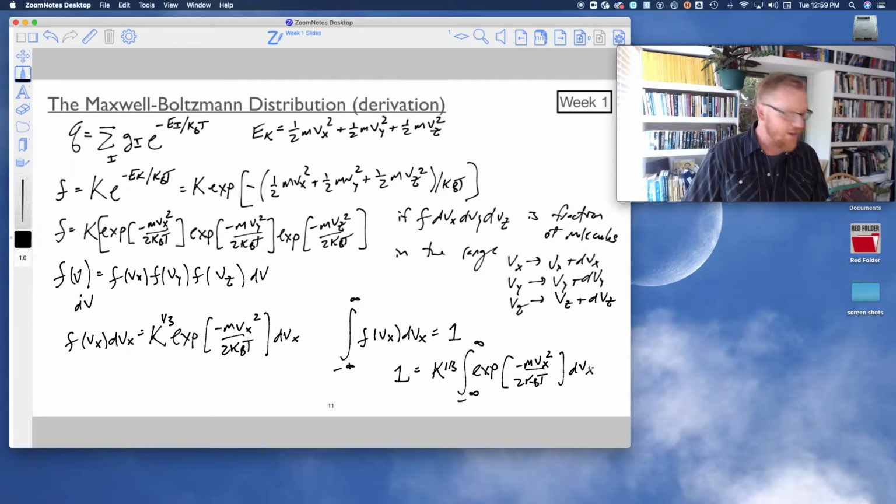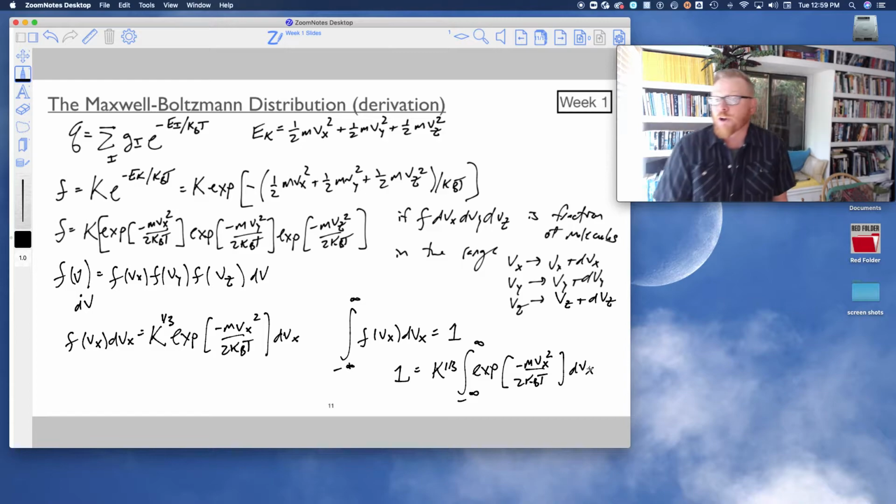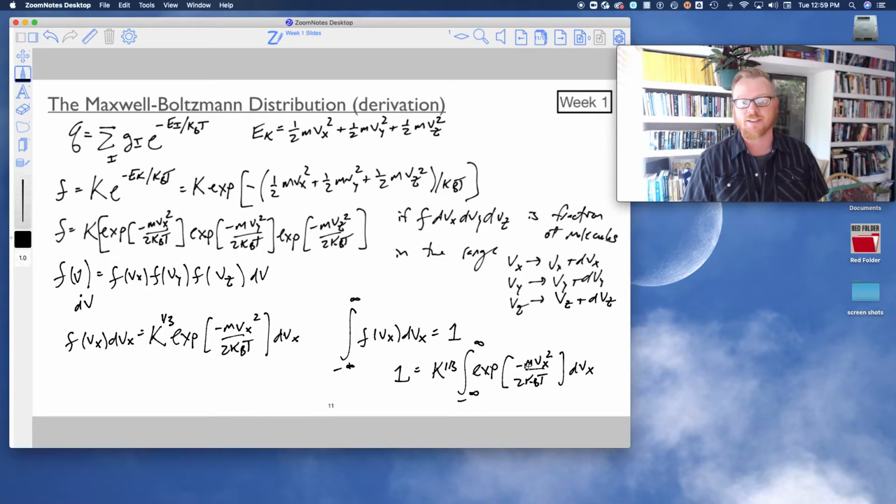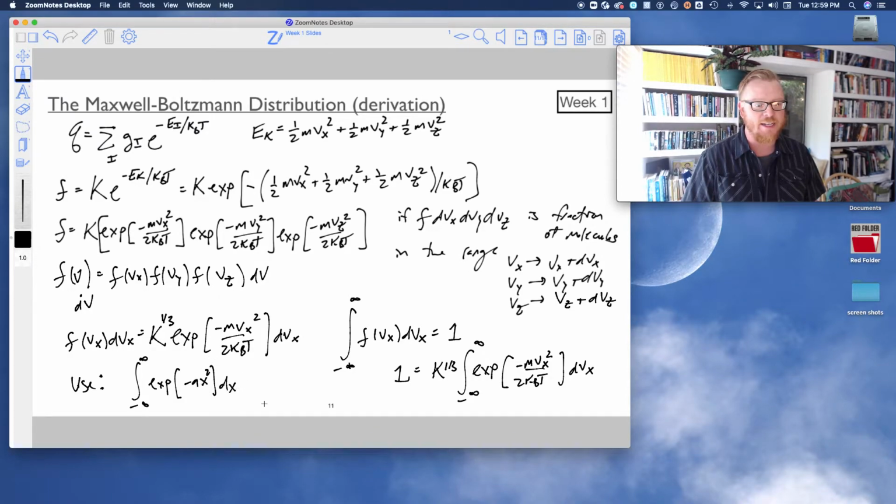Fantastic. And from here, I know we're learning how to use Mathematica, so we could plug this into Mathematica and it could solve that function for us all day. However, I'm a huge fan of integral tables. And as it turns out, there's a standard solution for this integral, and it goes as the following. When you have an integral from negative infinity to infinity of exponential negative a x squared dx, and if you compare this to this, they're the same. My a is m divided by 2kbT.